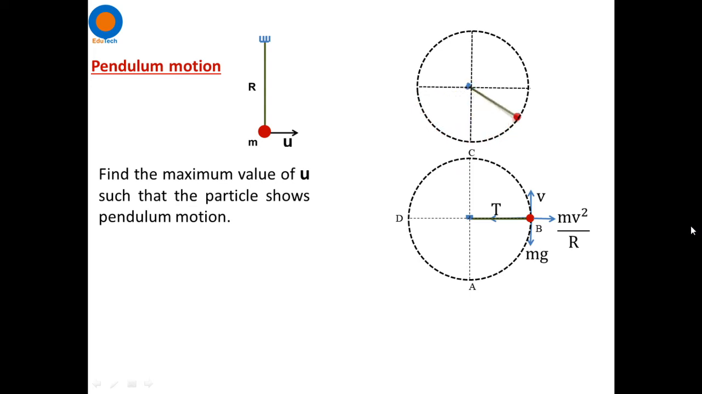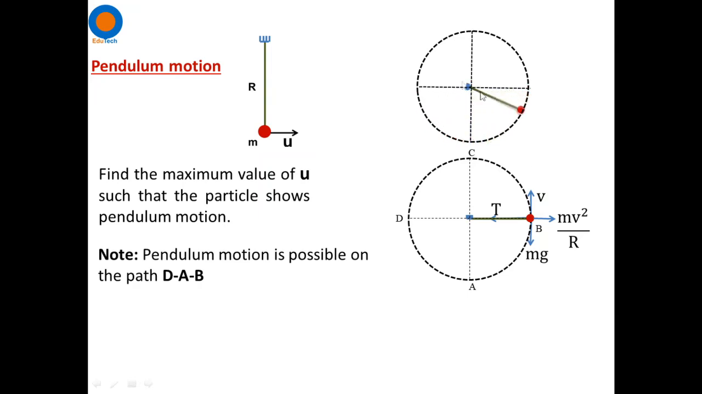Again, we will write the force balance equations. You see here, pendulum motion is possible only up to this point, because if it goes beyond this point, it will show some other type of motion. That is a question that you will have to think over. See here, this pendulum motion is possible from point D to B via A. Getting it? For this to happen, the velocity should be 0 at point B.